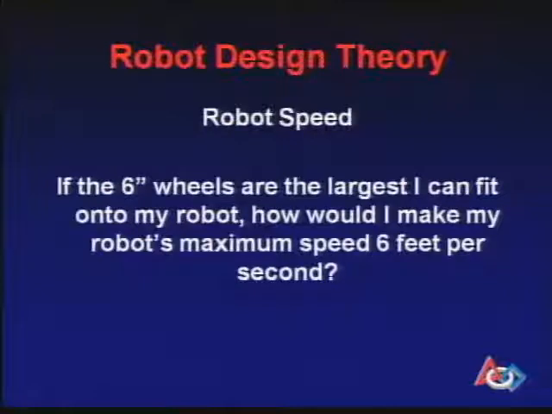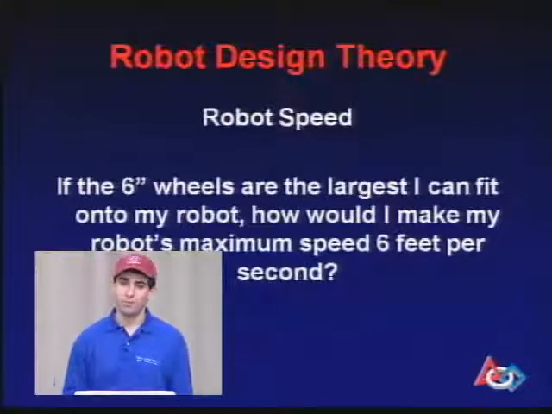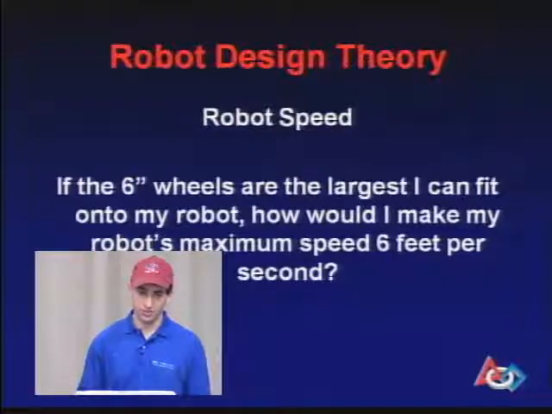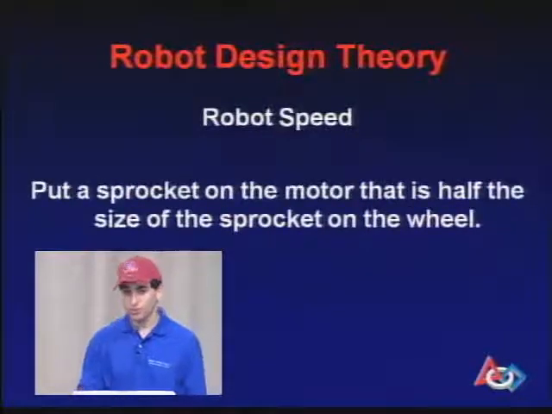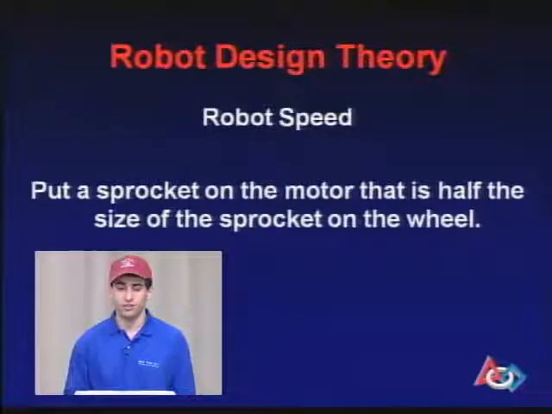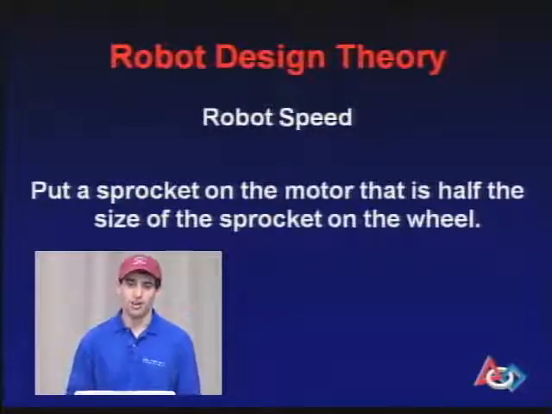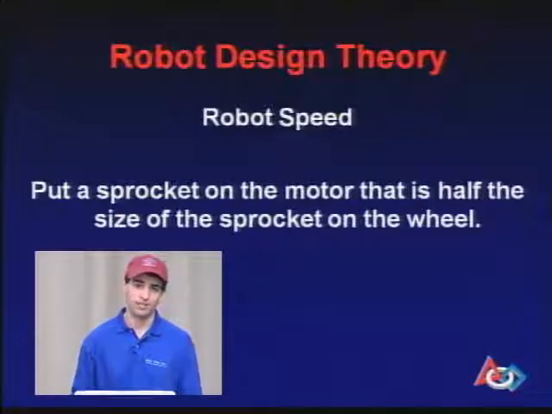But if the 6-inch wheel is the largest you can fit on the robot, how would we then go about making it drive at, say, 6 feet per second? Well, here we have to go back to what we were talking about before with chains and sprockets. You can use a chain and sprocket system to increase the speed of the robot. You put a sprocket on the motor that's half the size of the sprocket on the wheel, and the wheel's going to move twice as fast, but it's going to have half the torque.